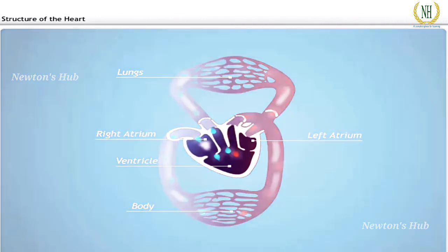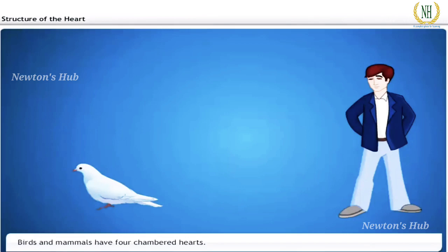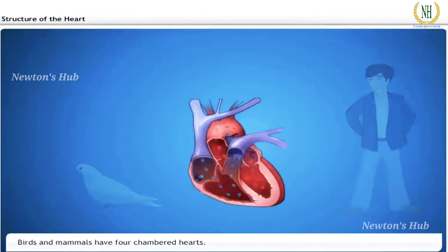The disadvantage of a 3-chambered heart is that oxygenated blood mixes with deoxygenated blood, as there is no mechanism to keep them separated. Although fish have a 2-chambered heart, most of the oxygen required by the body is extracted by the gills. All birds and mammals have 4-chambered hearts that contain 2 atria and 2 ventricles.